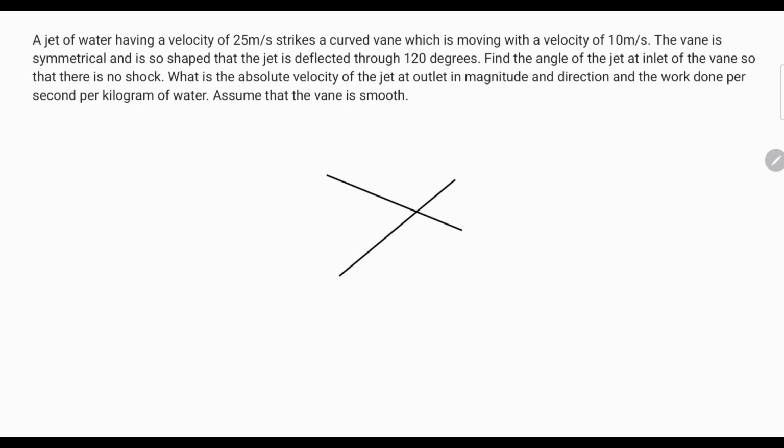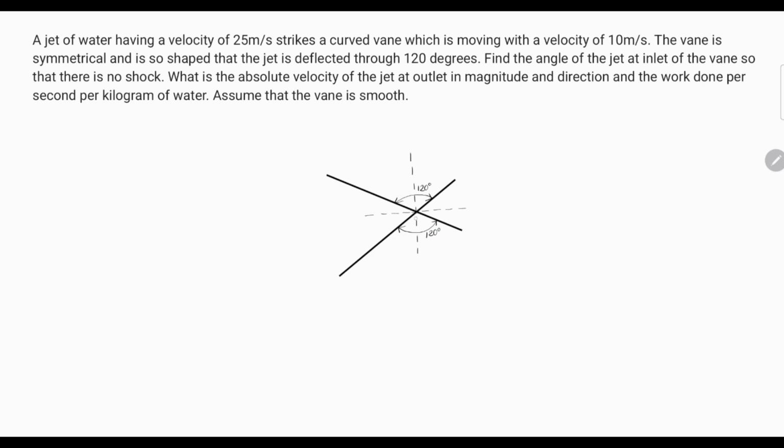Let's make a simple illustration ng ating problem. So, let us say this is our vane. Draw tayo ng construction line for our x and y axis. So, sabi sa problem, the jet is deflected through 120 degrees. So, ito yung sinasabi niyang 120 degrees. That is 120 degrees. Therefore, itong angle na to is also 120 degrees.